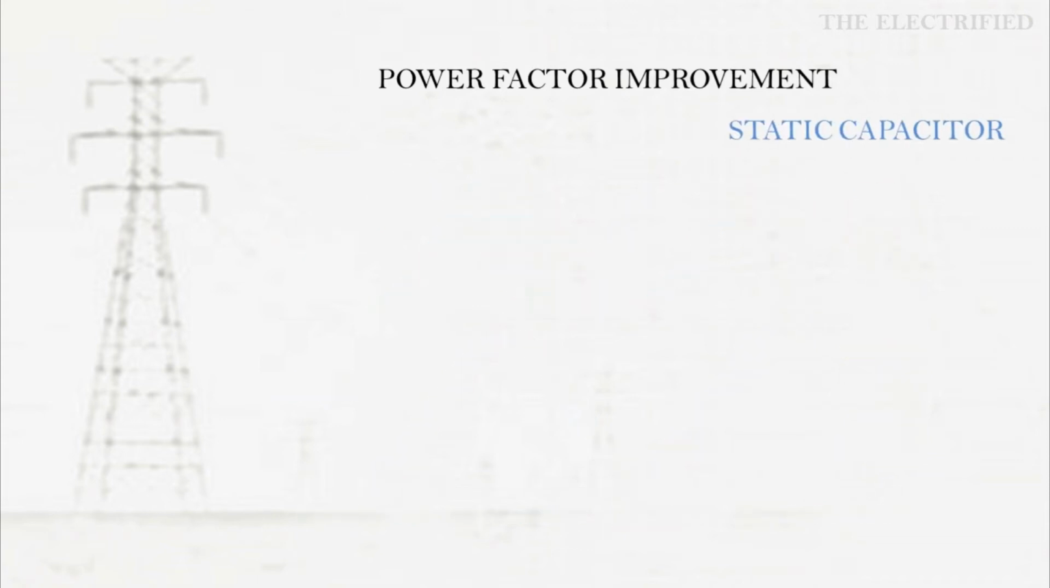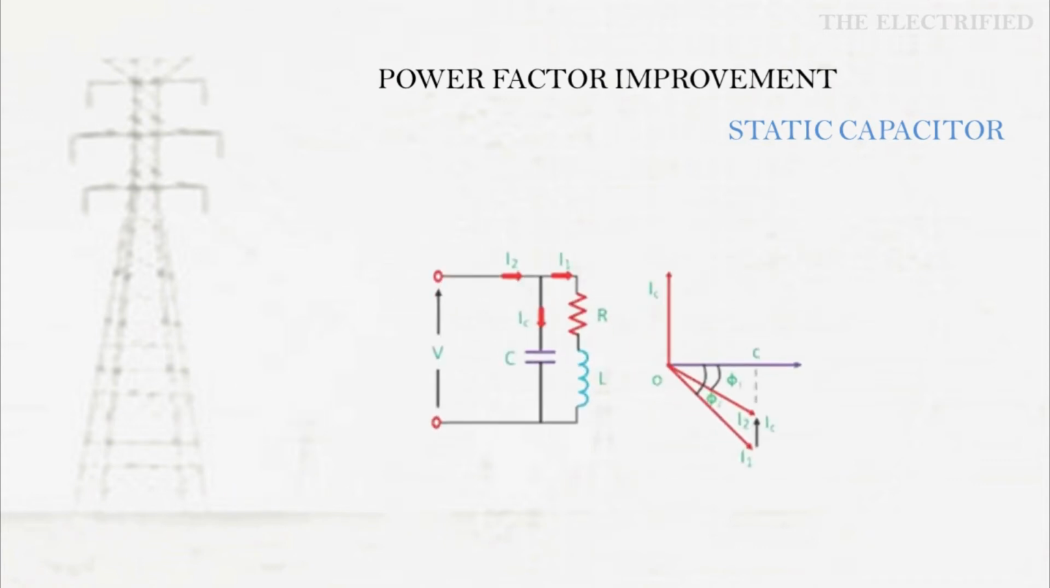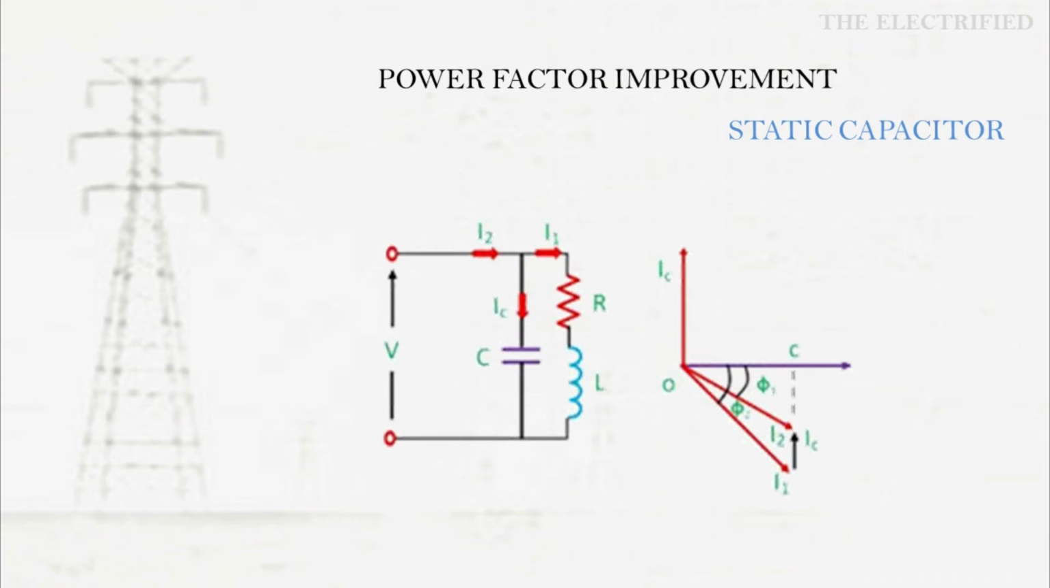First one is static capacitor. A static capacitor is a method to increase the power factor by connecting a capacitor in parallel with the load. The capacitors are connected or housed in a star or a delta form and they are connected in parallel with the load. Capacitor neutralizes the lagging current by drawing the leading component of the current. So, it neutralizes all the lagging kVAR component of the current by drawing the leading electrical current.